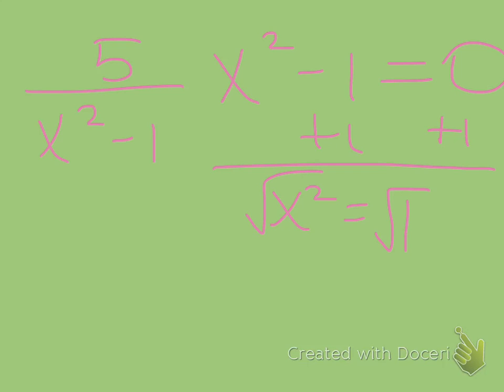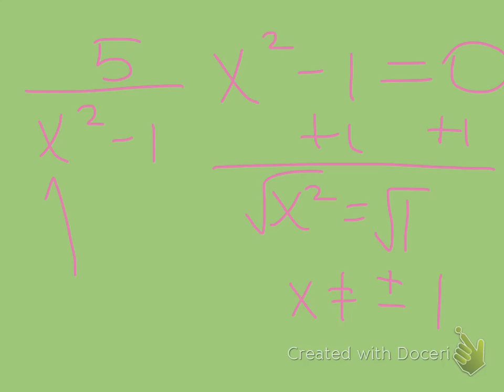This is review from a while ago when we did square roots. Whenever I take a square root of both sides, I'm going to have a plus answer and a minus answer. Are you with me? Okay. What is the square root of 1? What times what equals 1? 1. Okay. So that means that the excluded values will be positive and negative 1. So we're going to write it like that to show that x cannot be positive 1 or negative 1.